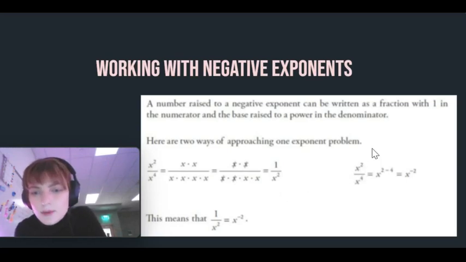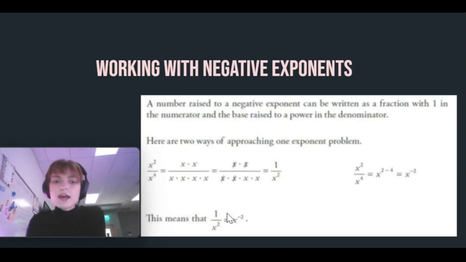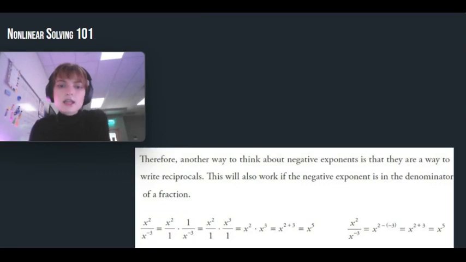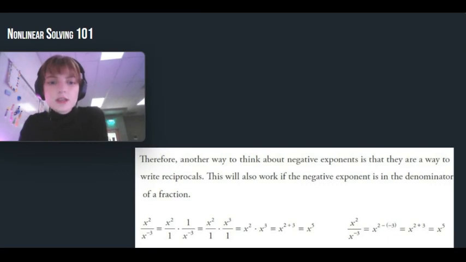This can be rewritten as x to the power of 2 minus 4, which leaves us with x to the power of negative 2. This means that 1 over x squared is equal to x to the power of negative 2. Another way to think about negative exponents is that they are a way to write reciprocals. This will also work if the negative exponent is the denominator of a fraction.